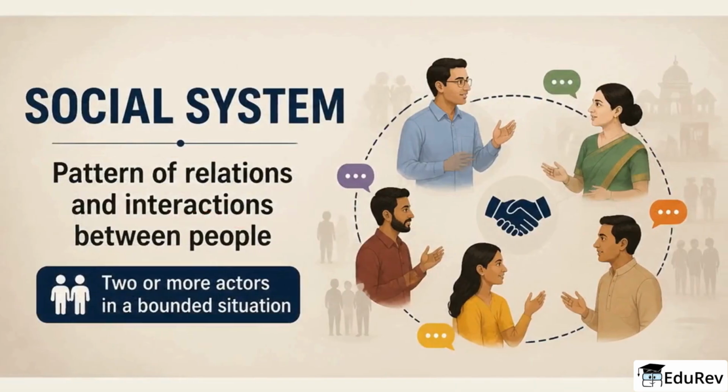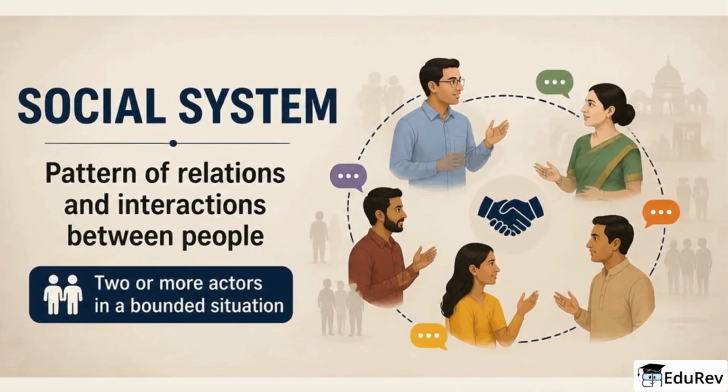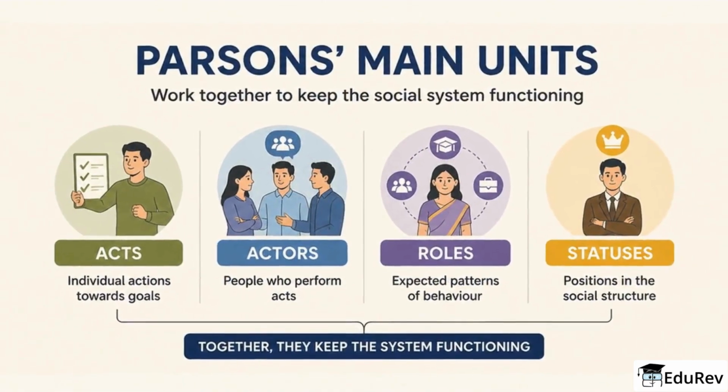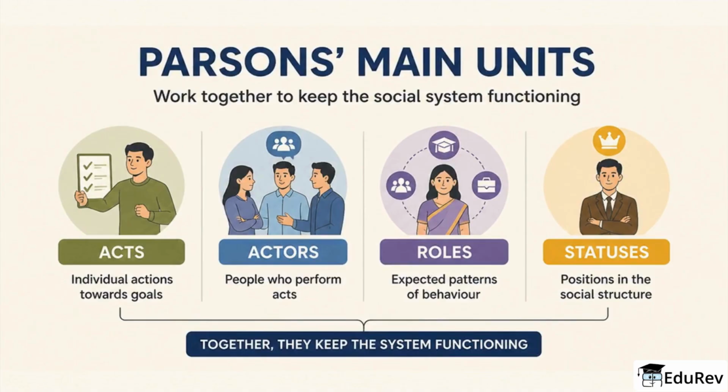The social system is the pattern of relations and interactions between people, two or more actors interacting in a bounded situation. Parsons' social system is analytical. Treat it as a model that helps you explain how institutions hold together. Now the main units. Parsons talks about acts, actors, roles, and statuses that keep the system functioning.